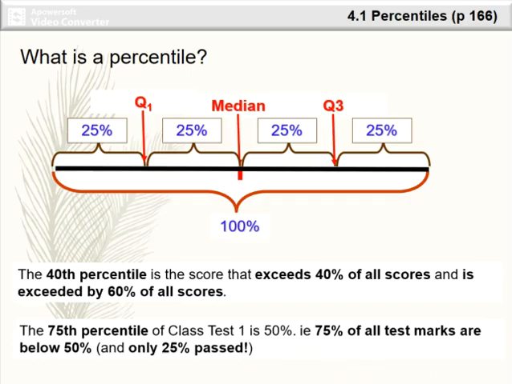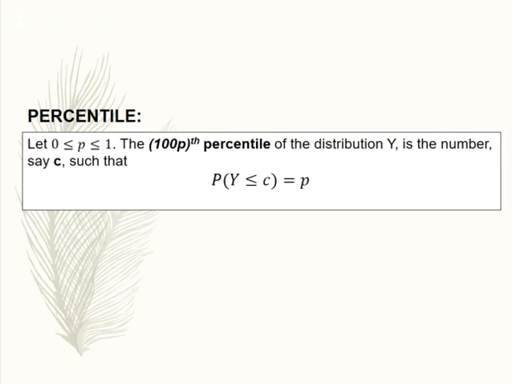So let's get into the nitty-gritties. Here is a more formal definition of a percentile. Suppose you have some value p that is between 0 and 1. Then the 100p-th percentile of the distribution Y is that number c such that the probability of Y being less than or equal to c is equal to p.